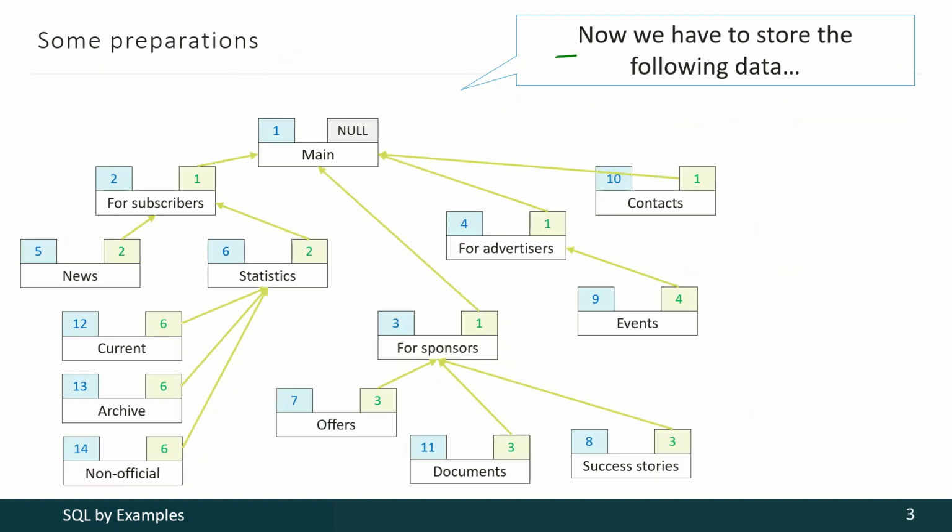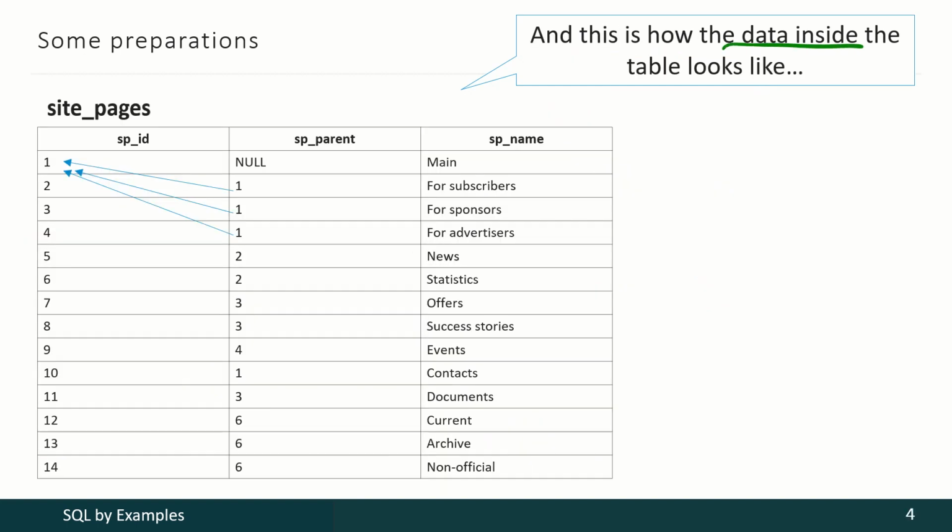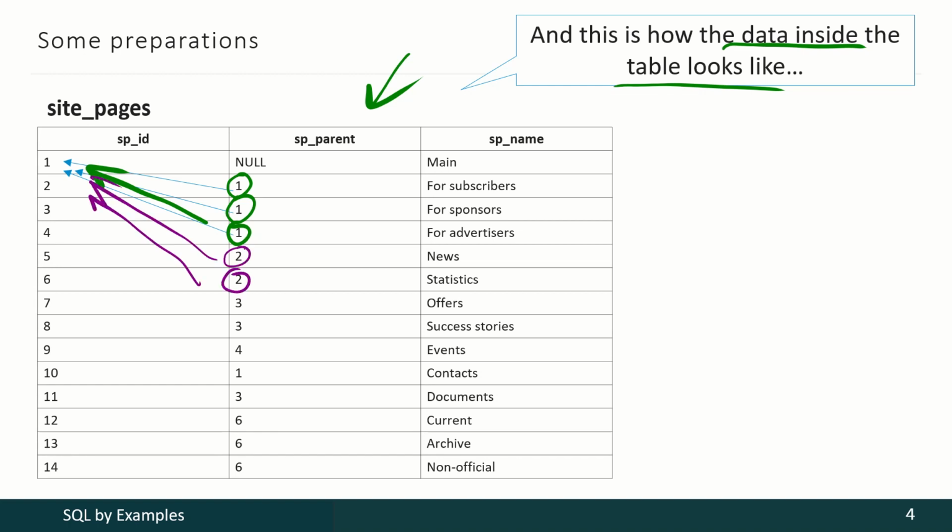Now let's imagine that we have to store the following data. For instance, this is the structure of some website, and you see several pages here, and for each page you see the link to the parent page. So these values are our recursive foreign keys. And if we look inside the table, the data may look like this. You may easily see that for each page there is a link to the parent one. The same idea applies to each and every element in this table. And for the root element, you see that there is no link to the parent, because there is no parent for this element.